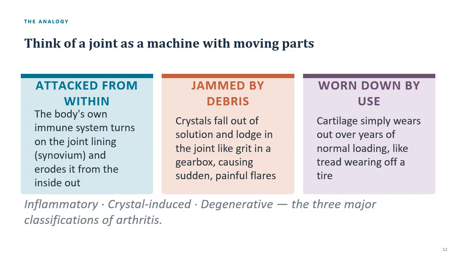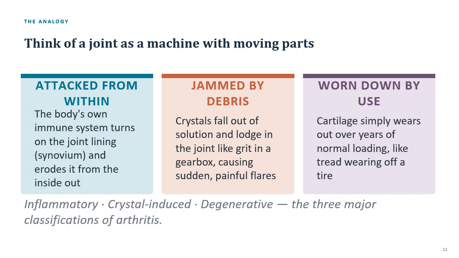In inflammatory arthritis, the joint, the machine, is being attacked from within. The immune system targets the synovial lining, and as a result it produces chronic inflammation that gradually damages the patient's cartilage and also their bone. All right, moving on to crystal-induced arthritis.